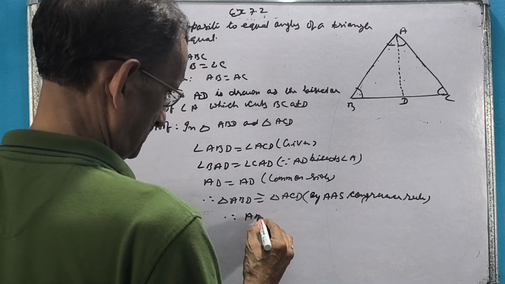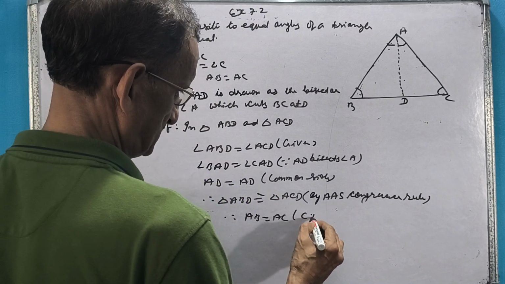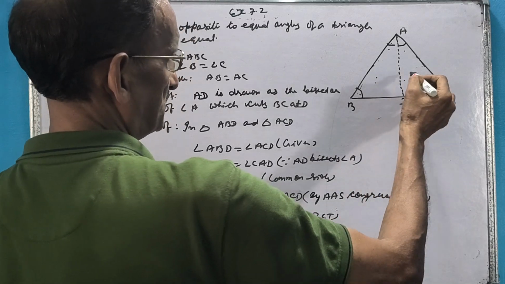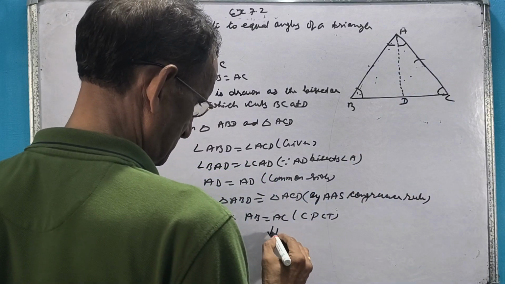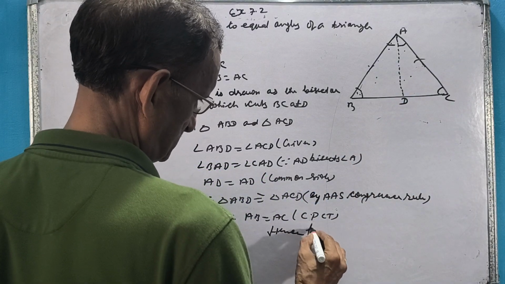Now therefore AB equals AC by CPCT. Just prove this triangle congruent to this triangle by AAS. So AB will be equal to AC by CPCT, and this is what we need to prove, hence proved.